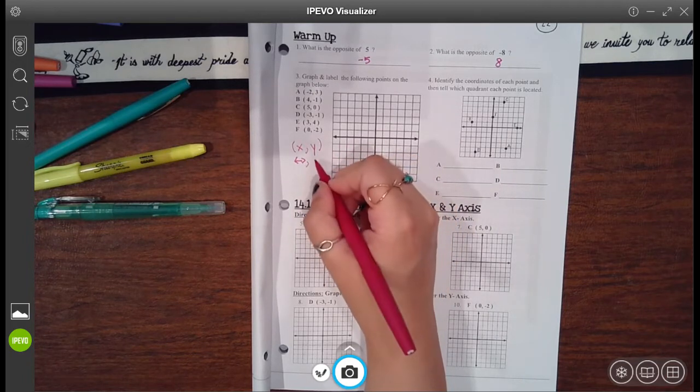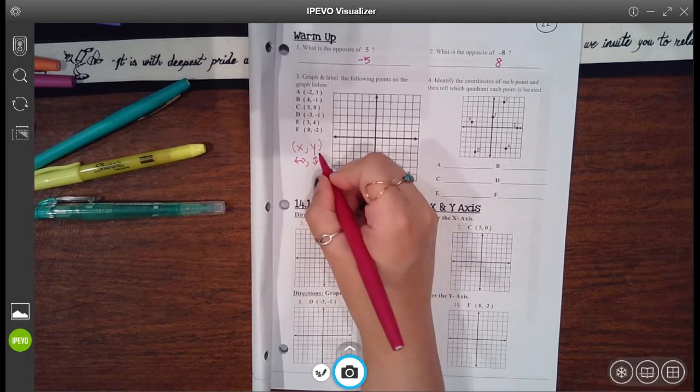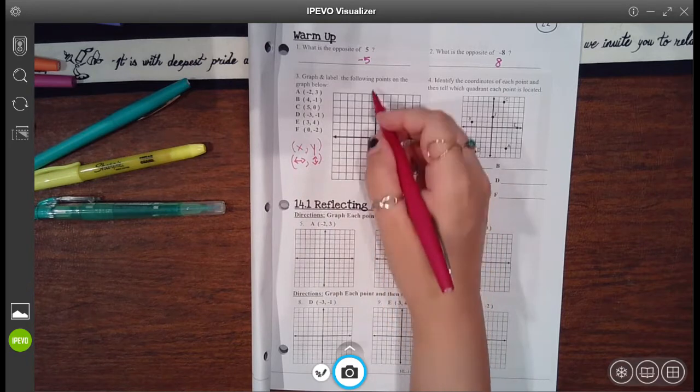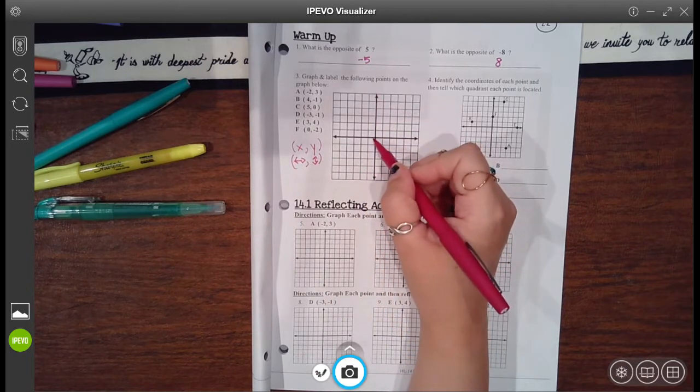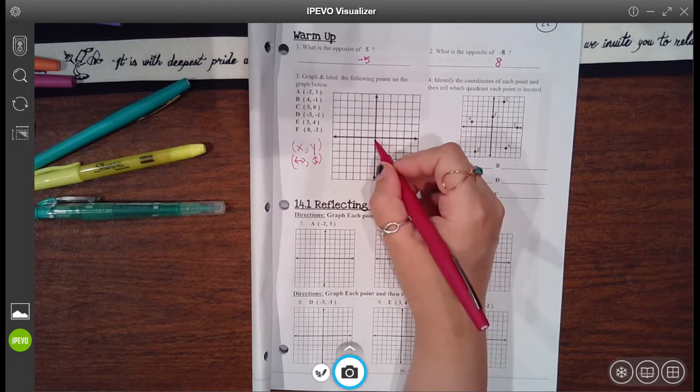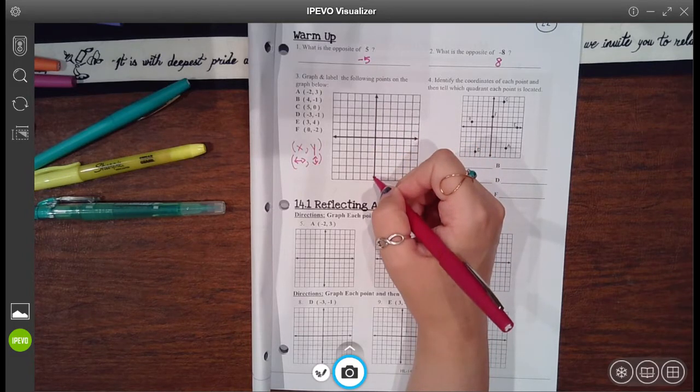The second number tells you to move up or down along this vertical axis. So again, here's 0. If it's positive, you move up that many, and if the second number is negative, then you move down that many.